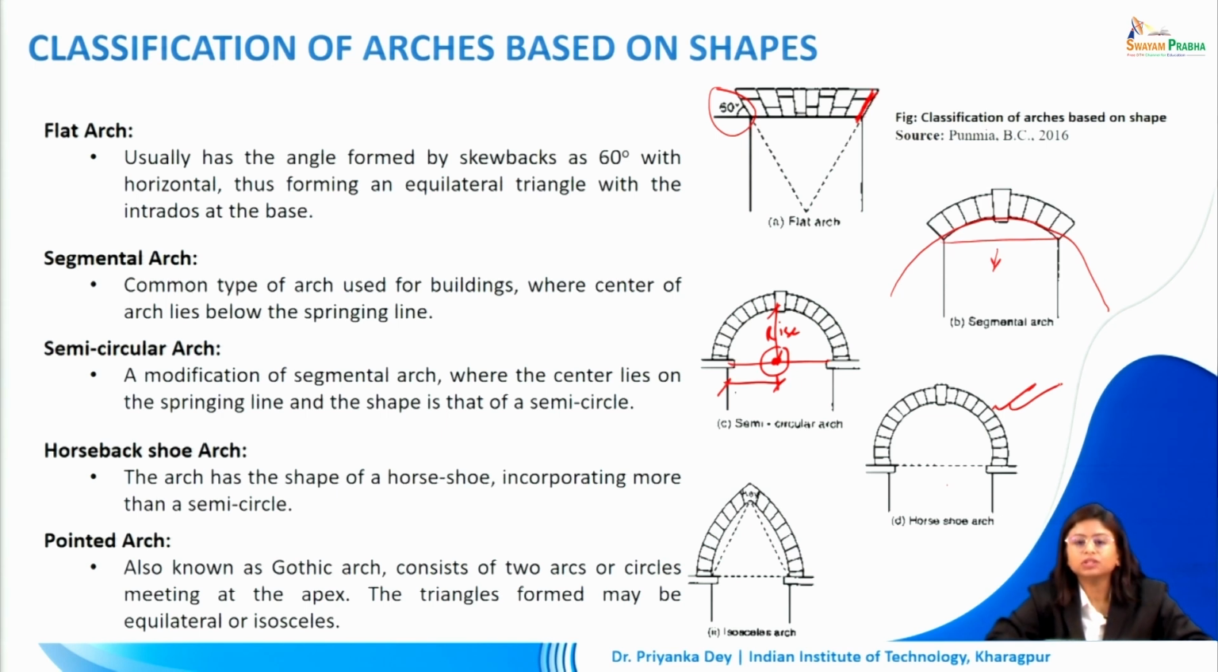The pointed arch, also known as the Gothic arch, consists of two arcs or circles meeting at the apex. So we have two arcs which are meeting at the apex. The triangles formed may be equilateral or it may be isosceles. So this particular triangle which is created might be isosceles as well.